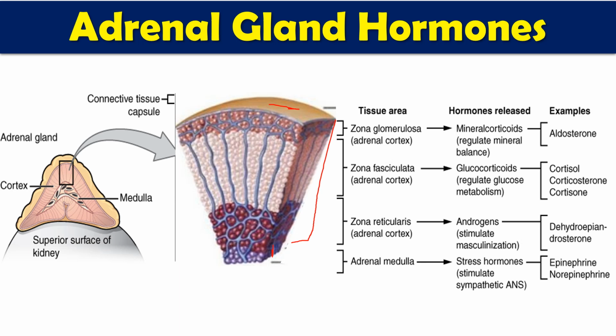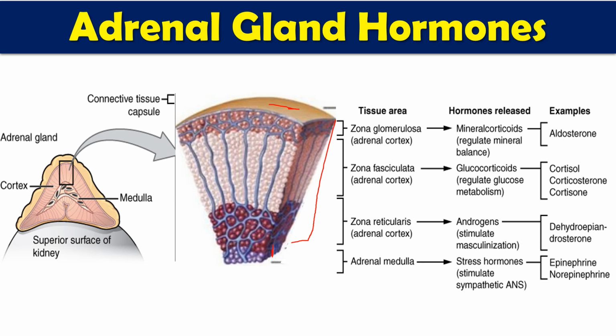The cortex lies outside in the adrenal gland, and the medulla lies in the central region toward the center. All portions of the cortex and medulla release some kind of hormone. The cortex is divided into three different regions. The most external region of the cortex, near the capsule, is called the zona glomerulata.